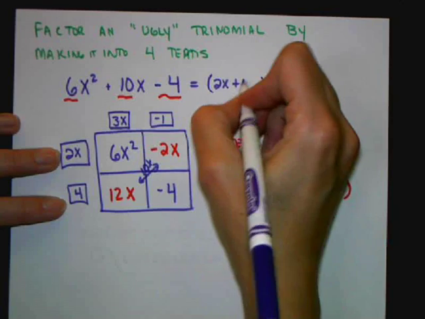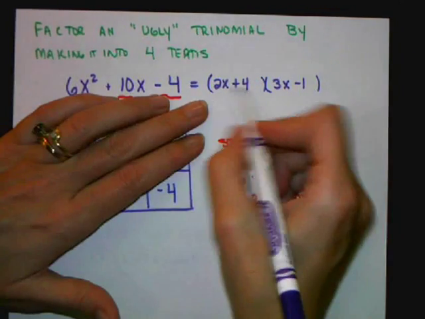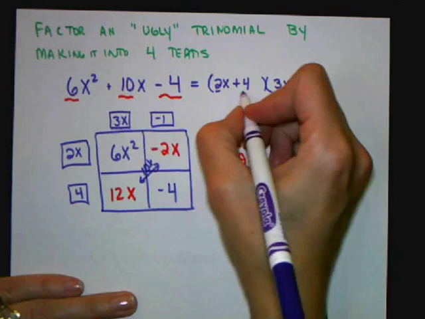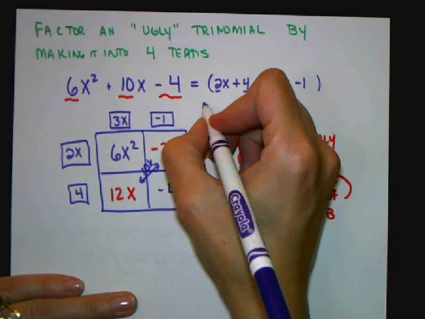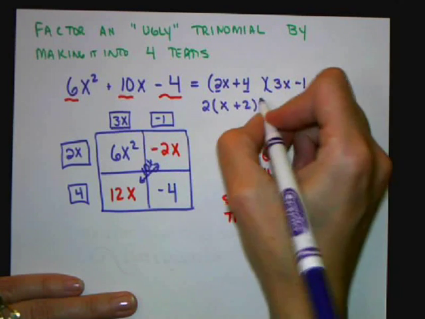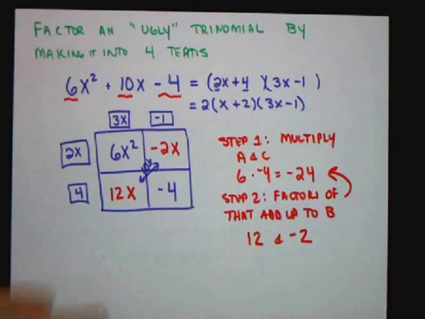So my factors are 2x plus 4 and 3x minus 1. I look at this first factor, 2x plus 4, and I notice that 2 and 4 have a common factor. So I can factor a 2 out from there. And now my expression is fully factored.